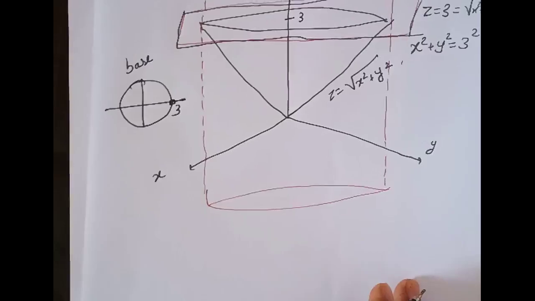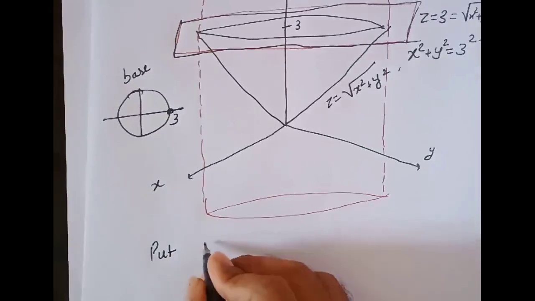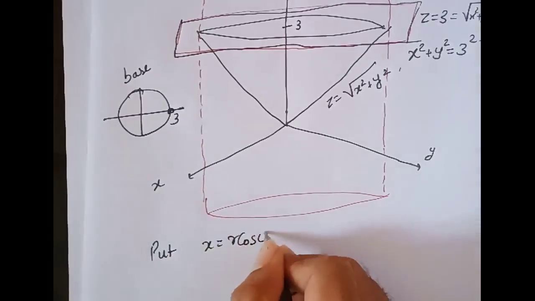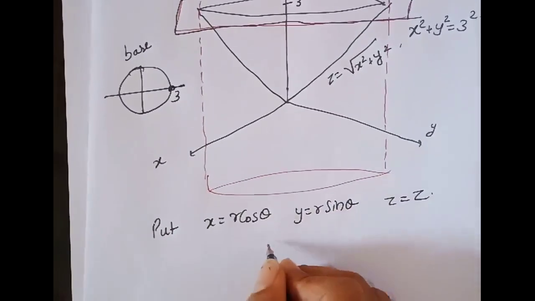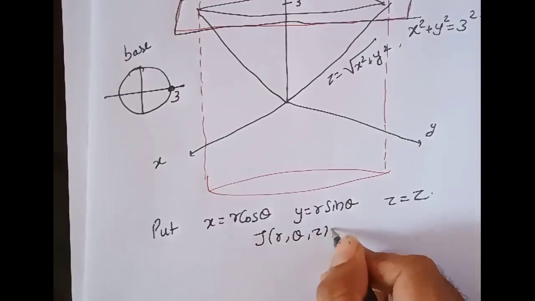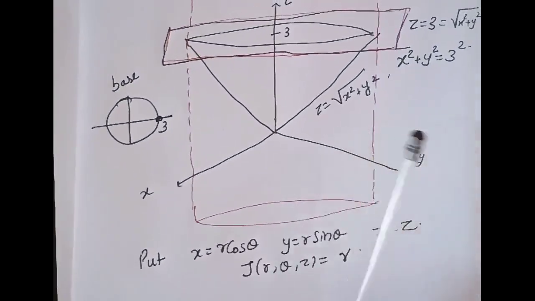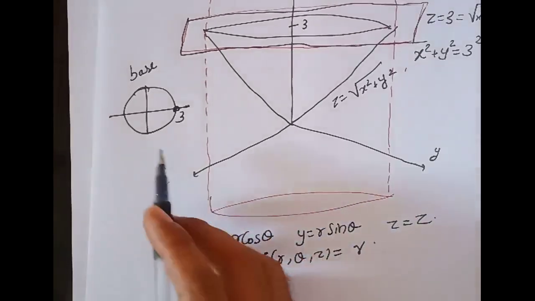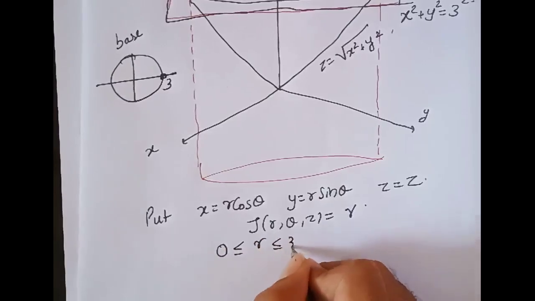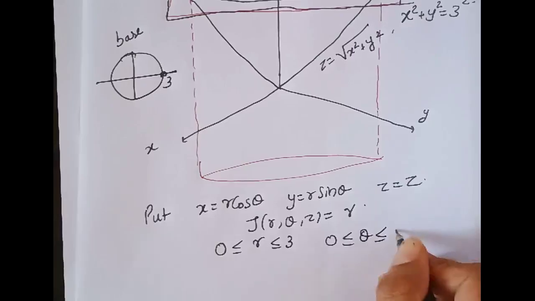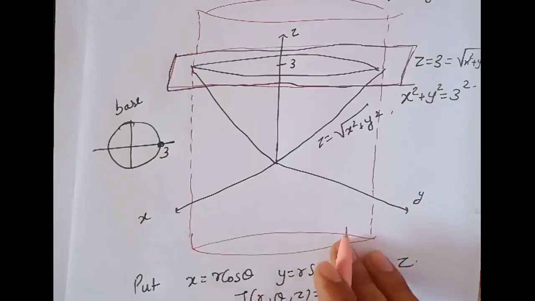Alright, so now we need to put the cylindrical coordinates. So put x is equal to r cos theta, y is equal to r sin theta, z is equal to z, and the Jacobian of the transformation is r. And now for finding the limits, we have to see the geometry of the region. So we know we are considering a circle of radius 3. So we will take 0 less than or equal to r less than or equal to 3, 0 less than or equal to theta less than or equal to 2 pi.